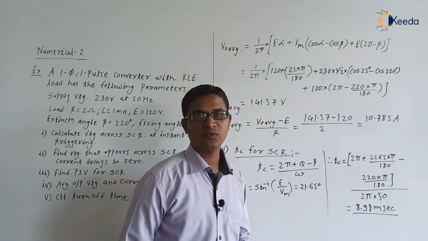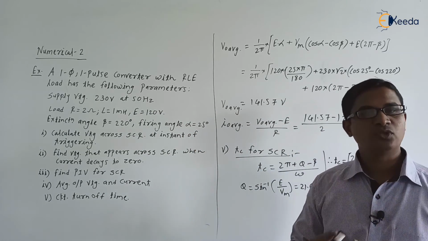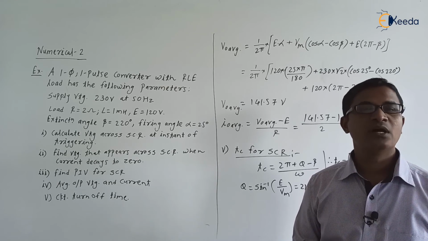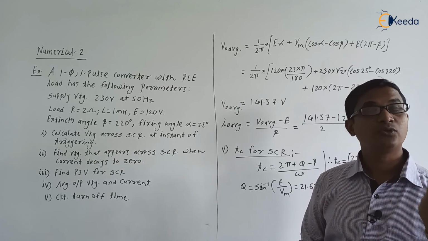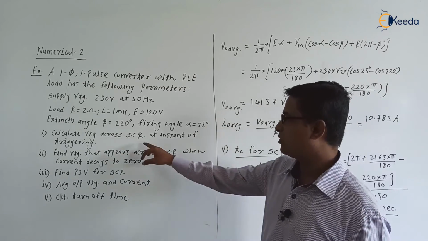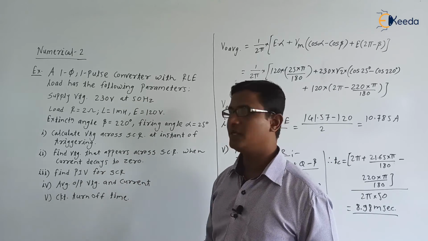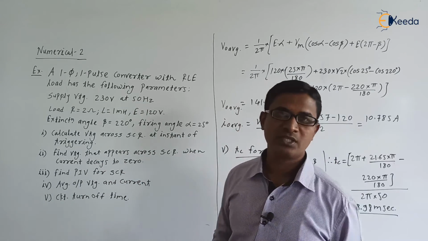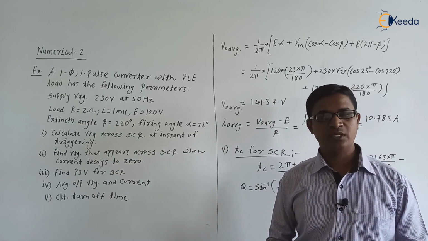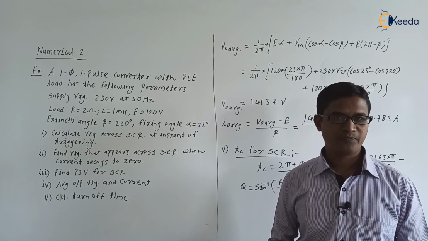Are you getting the point? In this way, this example is very important. Here we need to understand which load is there and how the circuit operates, and we need to recall the waveforms as well. Then only is it possible to find the voltage across the SCR at the instant of triggering, and the voltage across the SCR when the current decays to 0. So this is about numerical 2 related to the half wave controlled rectifier. In the next video we are going to discuss the full wave controlled rectifier. Thank you.